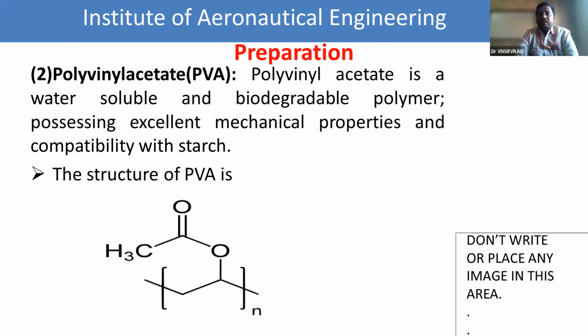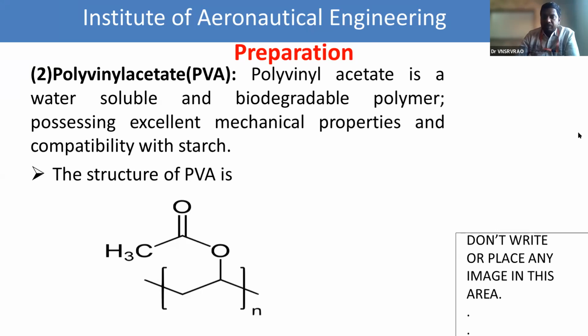The next synthetic biodegradable polymer is polyvinyl acetate, simply abbreviated as PVA. Polyvinyl acetate is a water soluble and biodegradable polymer possessing excellent mechanical properties and compatibility with starch. So it is a water soluble compound that acts as a biodegradable polymer, with good mechanical properties, structural stability and compatibility with starch.